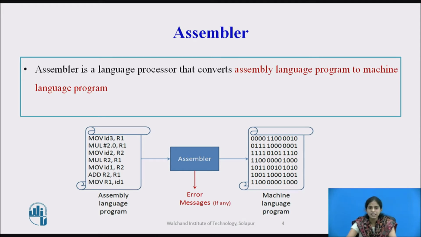So assembler is nothing but a language processor that converts the assembly language program to the machine language program. The input given to the assembler is the assembly language program, and during converting that program to the machine language program, the assembler also checks for errors. If any errors occur, it shows those errors.